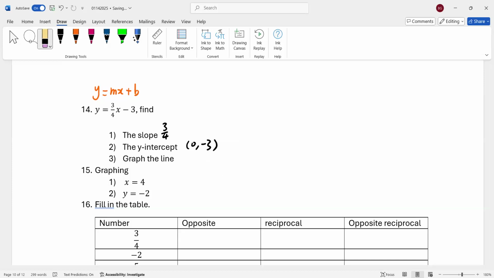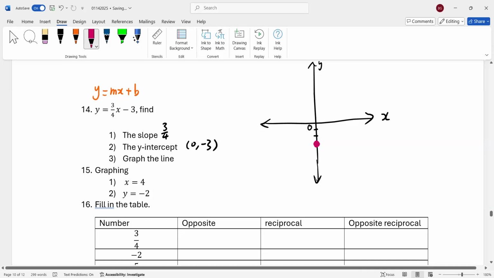Graph the line. I'm going to show you how we graph a straight line by using the slope and the y-intercept. Firstly, we locate the y-intercept. The y-intercept here is (0, -3). So this is the orange one, right? Go down 1, 2, 3. This point is the y-intercept.